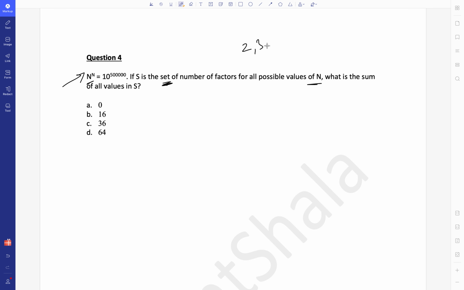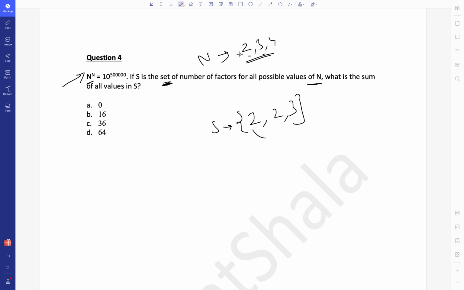Just taking an example, 2, 3, 4. These are, let's say, the possible values for n. So S is the set of number of factors for all possible values of n. What does that mean? So 2, 3 and 4 are possible values of n. Just taking an example, they won't satisfy in this case. What are the number of factors of each of these? 2 has 2 factors, 3 has 2 factors, 4 has 3 factors. So this will become your S in this case. So what is the sum of all values in S? The answer will be 2 plus 2 plus 3. This is what the question essentially means.